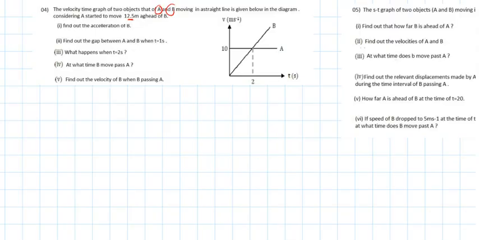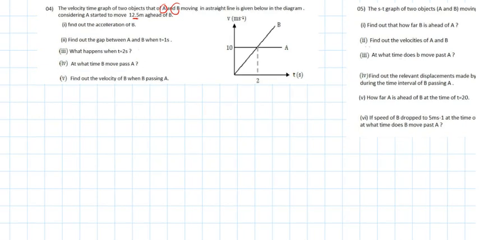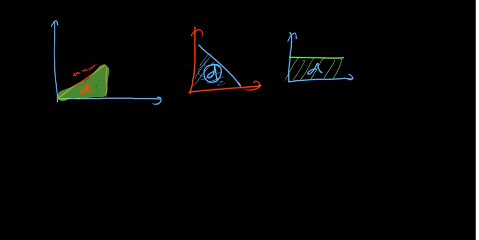Here it asks to find the acceleration of B. So acceleration of B means you have to take the gradient. To take the gradient, you need coordinates. So let me explain how to take the gradient.